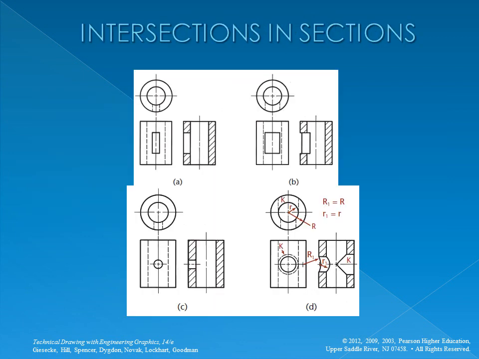Whenever an intersection is small or unimportant in a section, it is standard practice to disregard the true projection of the figure of intersection. Larger intersections may be projected in the correct manner. Note that the larger hole K is the same diameter as the vertical hole. In such cases, the curves of intersection appear as straight lines.